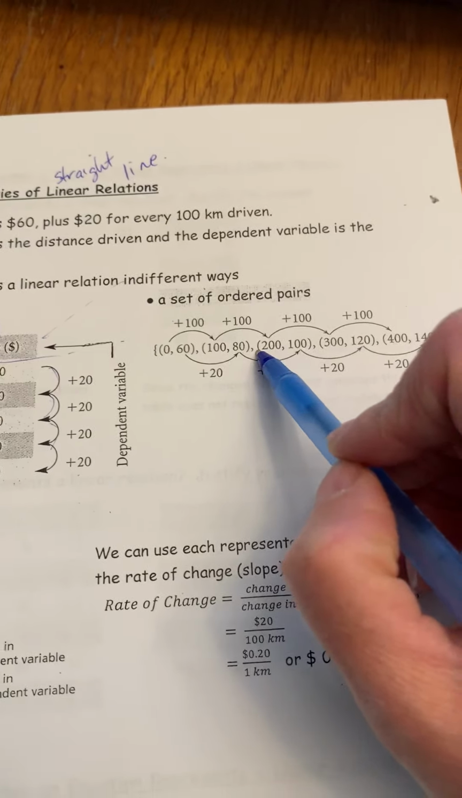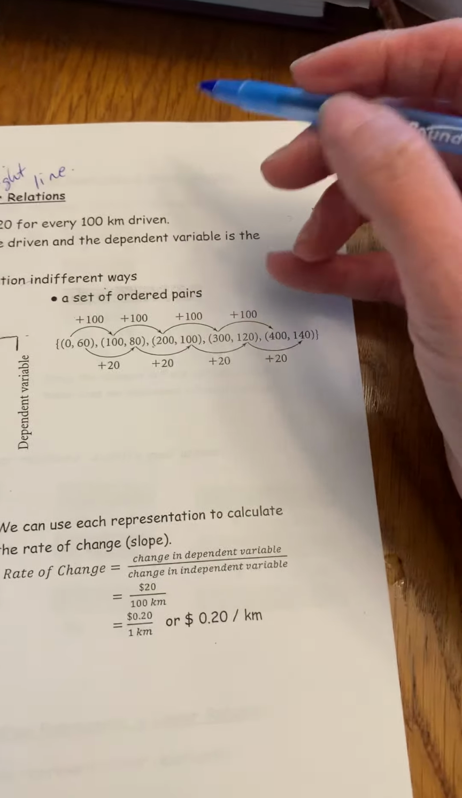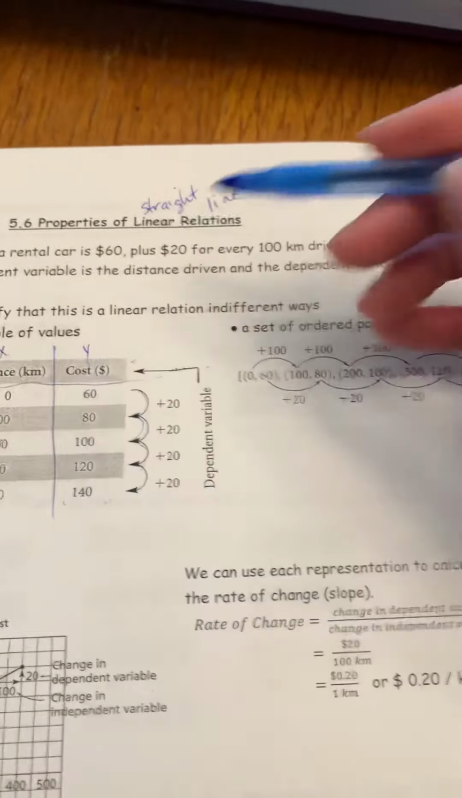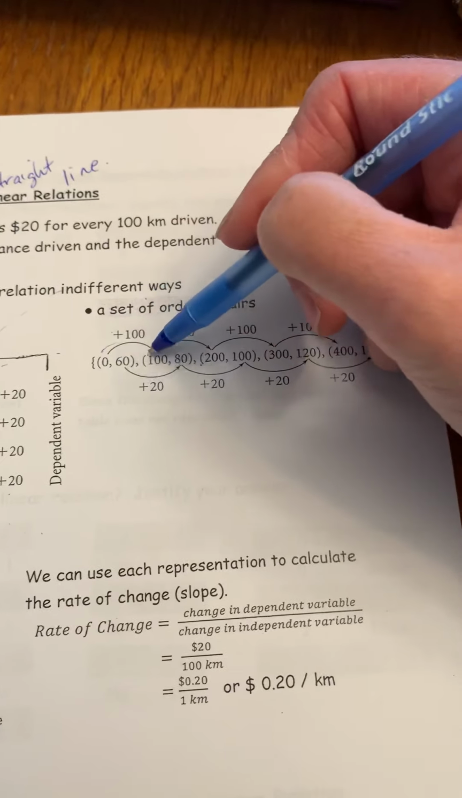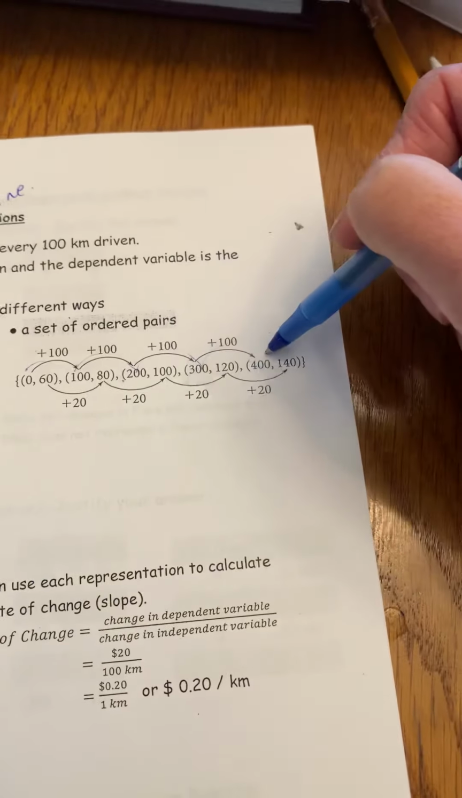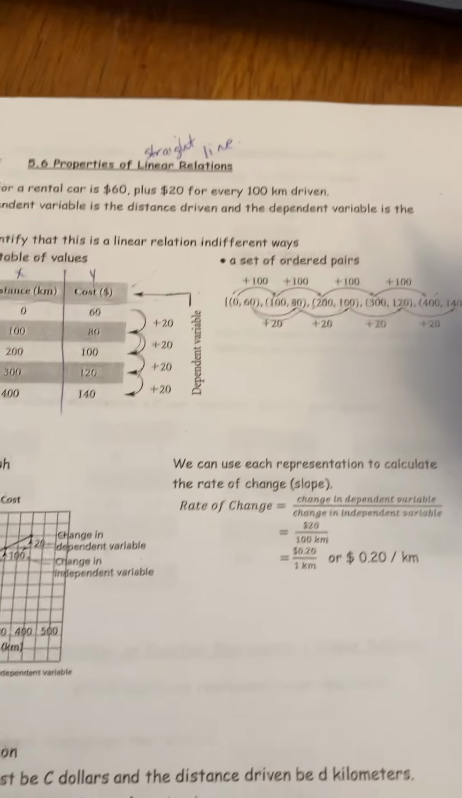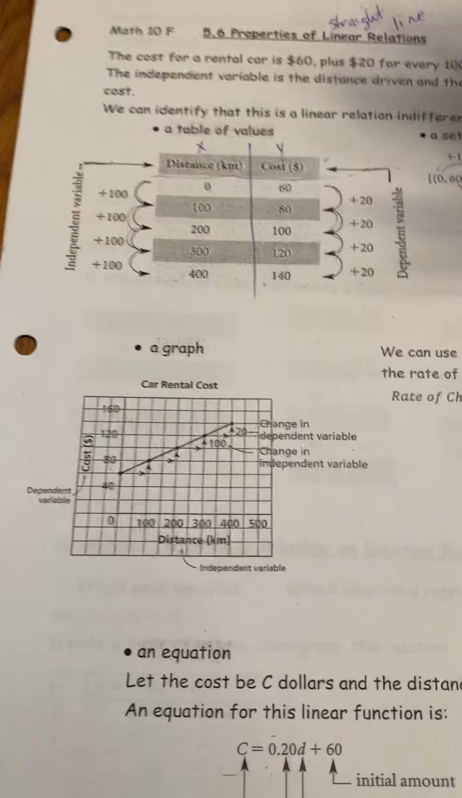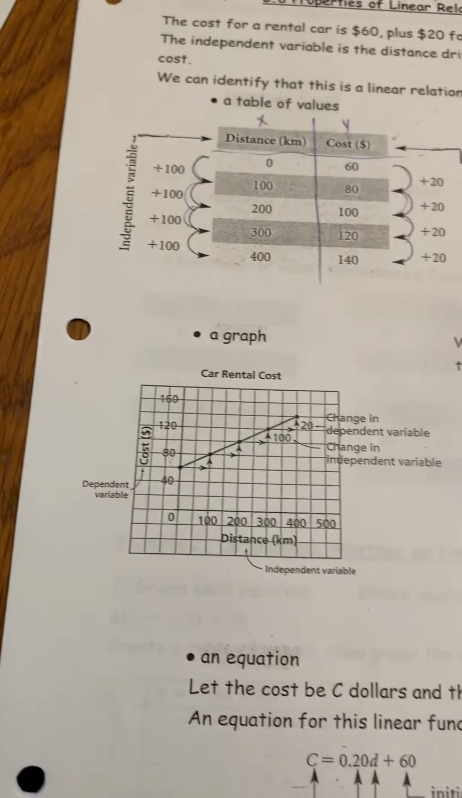We can take these same values and set them up as ordered pairs. The way you can check if a set of ordered pairs describes a linear relation is exactly the same as this. This we look at vertically, this we look at horizontally. My x is going up by 100 each time. My y value is going up by 20, 20, 20. So therefore, linear. A graph is obviously the most simple way to see that, because we can just see it's a straight line.